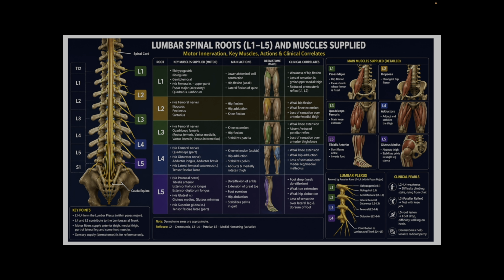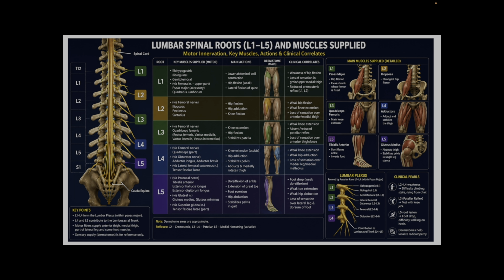Okay, so the lumbar plexus is formed by the anterior rami of L1 to L4 within the psoas major muscle. Major branches include the iliohypogastric, ilioinguinal, genitofemoral, lateral femoral cutaneous, femoral, and obturator nerves. The L4 and L5 roots continue as the lumbosacral trunk, contributing to the sacral plexus.